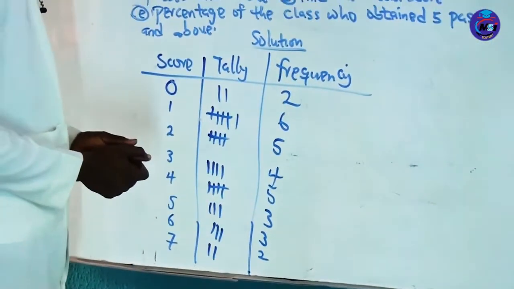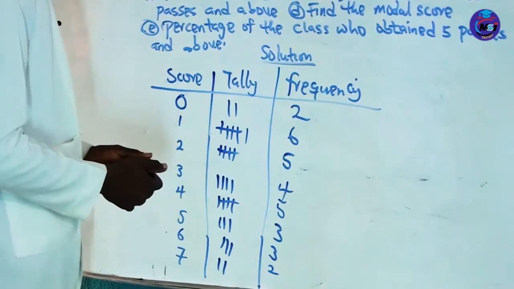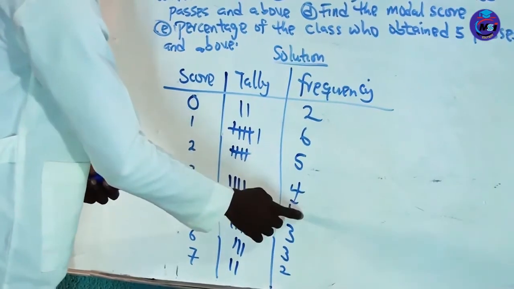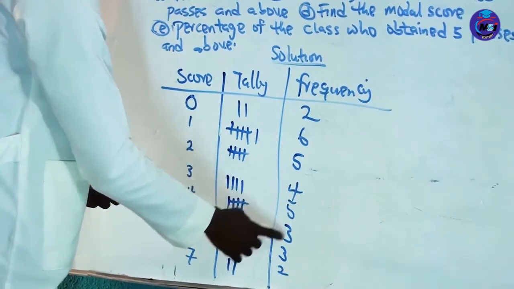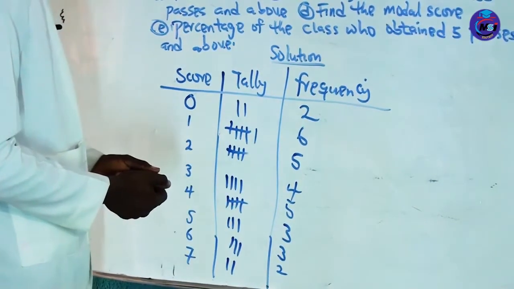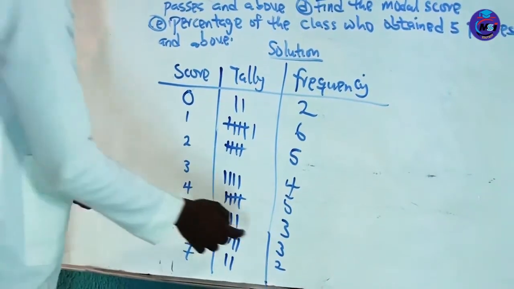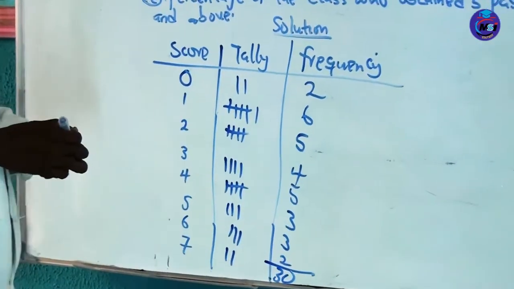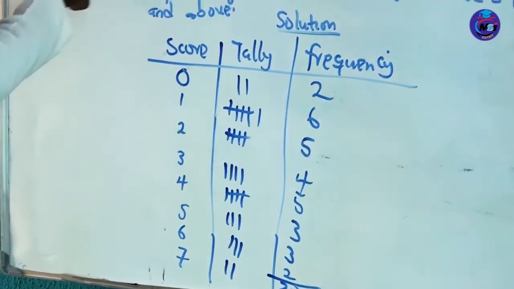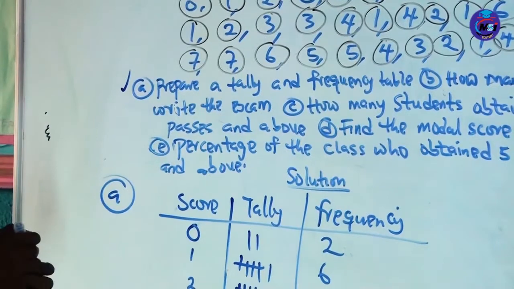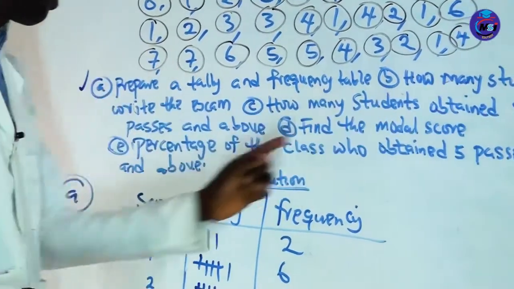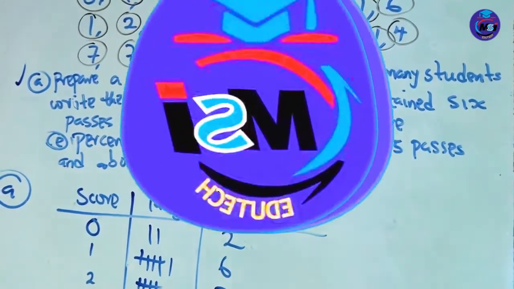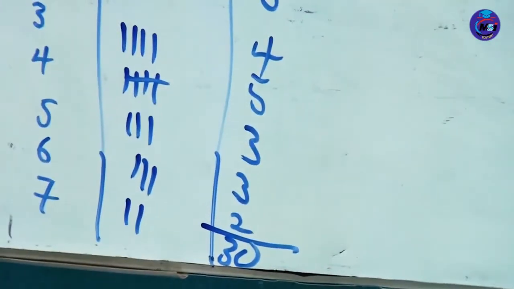2 plus 6 will give us 8. 8 plus 5, it will give us 13. 13 plus 4 will give us 17. 17 plus 5, it will give us 22. 22 plus 3 will give us 25. 25 plus 3 will give us 28. And 28 plus 2 will give us 30. So we are going to have 30 here. Now, we are through with A. Now, we want to look at B. How many students write the exam? That means it will be 30. So 30 students wrote the exam.